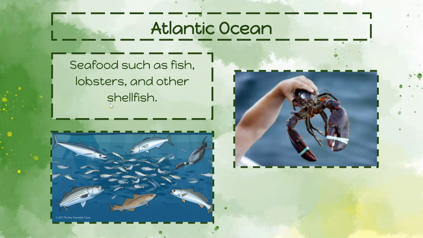Another natural resource of the Northeast region includes seafood, such as fish, lobsters, and other shellfish. That is because the Northeast region has a lot of shorelines or coastlines. The Atlantic Ocean is our neighbor, and we get a lot of seafood from the Atlantic Ocean.